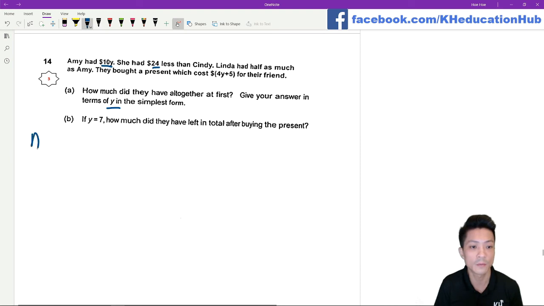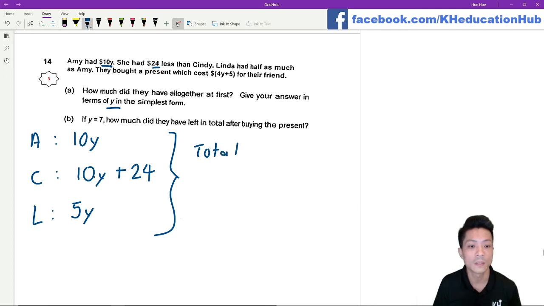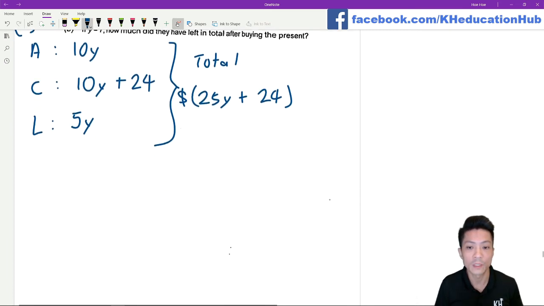So I'm gonna write down Amy at 10y. Cindy, okay, Amy had $24 less than Cindy, which means that Cindy will be 10y plus 24. Linda, okay, had half as much as Amy, which means that Linda is 5y. The total will be 10 plus 10 plus 5, 25y plus $24. This is for part A. 25y plus 24.